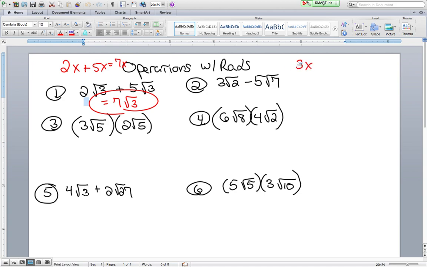Now, number 2, I have 3 rad 2's and 5 rad 7's. That's like a 3x minus a 5y. I can't put those together. They're not like terms. So this one's as simple as it gets. Be careful, though, because you can get fooled sometimes. Let's drop down to number 5 here.